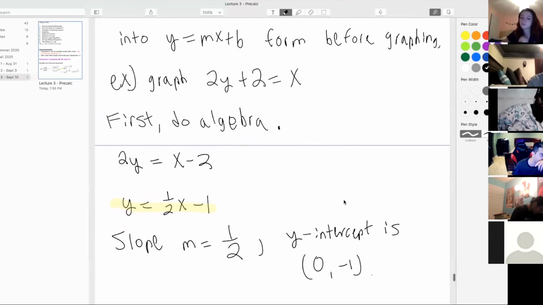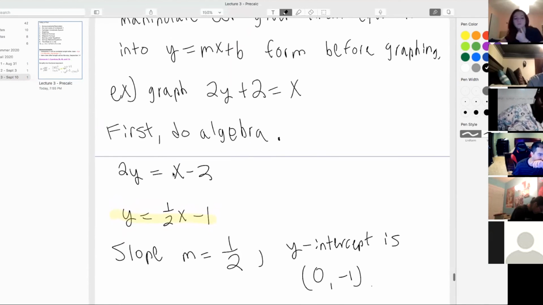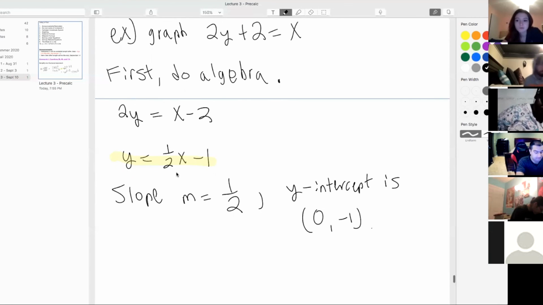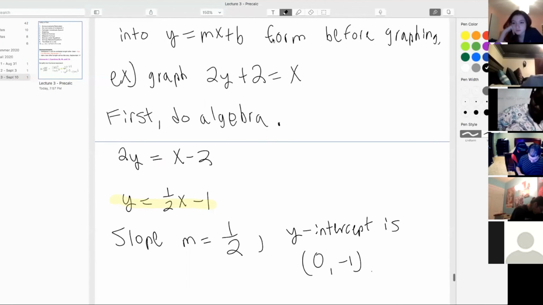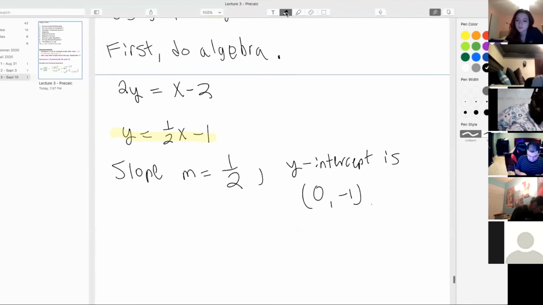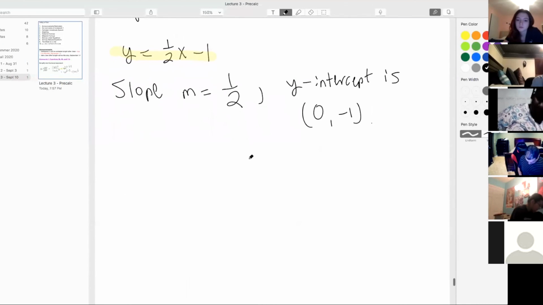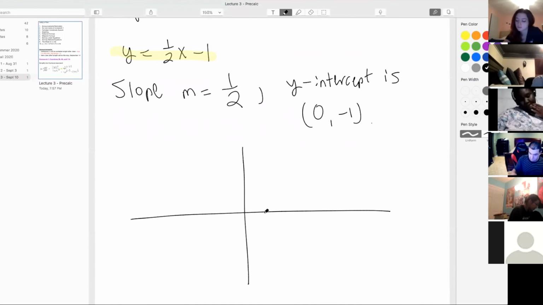All right, so I hope everyone sees why I needed to do algebra. I needed to put it into y equals mx plus b form so I can easily read off the slope and the y-intercept, because I was not able to do that in the equation's original state. Okay. All right, good. And now graphing is a really easy thing, so I'll just do this very quickly. I go to the y-intercept, which is 0, -1. So I go up 1 and over 2, or I could go down 1 and to the left 2. Okay, so it's going to look something like that. Connect the dots, and you're good.